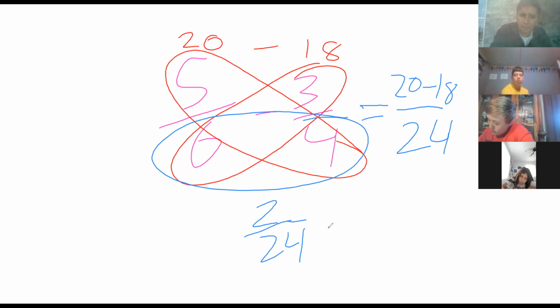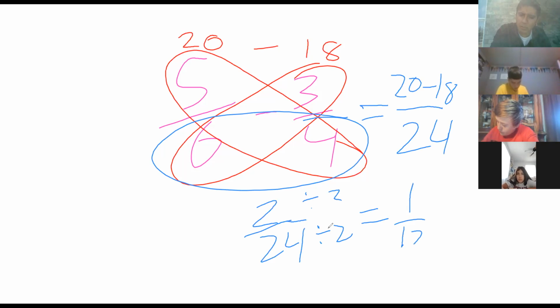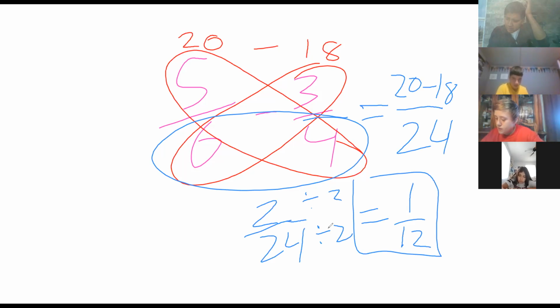Can we reduce this? Yes, we can, by 2. That's right. So we divide both of these by 2. So 2 divided by 2 is 1, and 24 divided by 2 is 12. Okay? So pretty good. I thought this way was a little bit better, a little easier, just following those 3 steps.